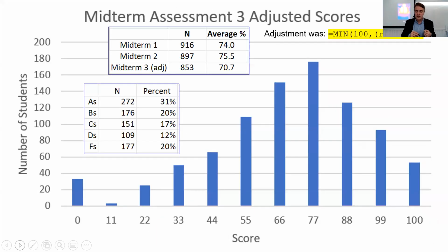Okay, so let's talk a little bit about the midterm assessment 3 that happened last night. So this is the histogram. What happened is that the average for the midterm last night was about 65%, which is a little low. I think it's a little too low. I would like to keep these up in the 70s.